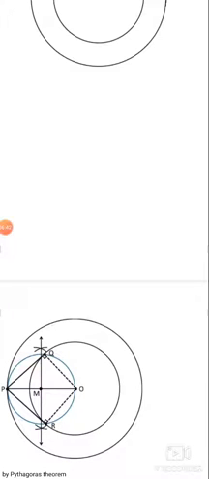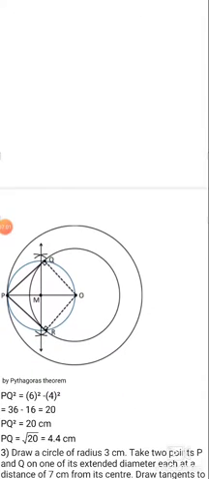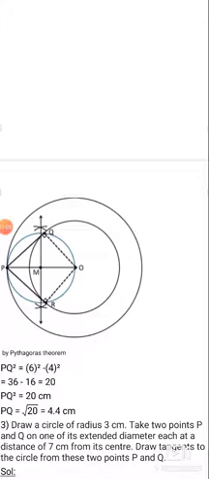That circle touches the first circle having radius 4 cm at two distinct points Q and R. Join PQ and PR. Those are the tangents from the external point P. Now you need to verify whether it is correct or not. So first, when you measure that length PQ, you will get one value.